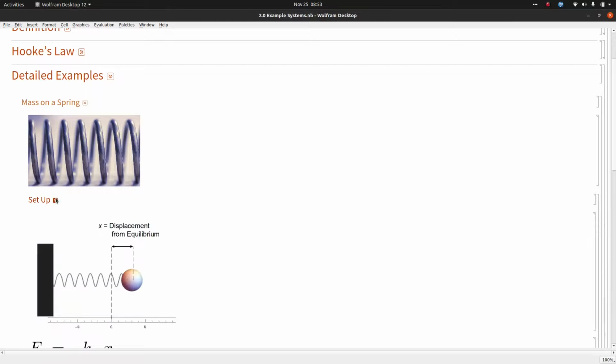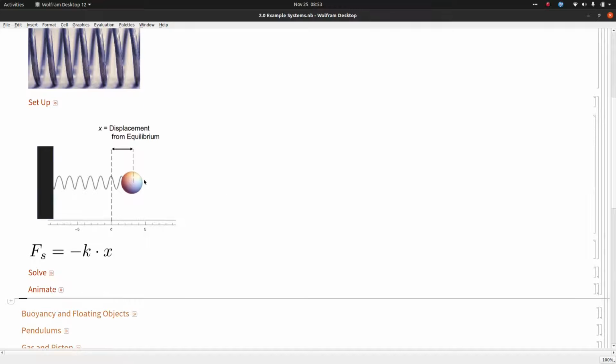So the setup for this problem is we have a mass, in this case represented by a ball, and it's attached to a spring, which you can see here, and the other end of the spring is attached to a wall, and the wall is fixed. We're going to take that mass and we're going to displace it from the equilibrium position, which we've set at 0, and we're going to call that displacement distance x.